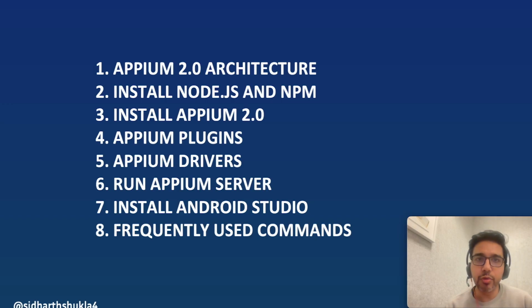We will start with Appium 2.0 architecture. It is very crucial to understand. Then we will go through how to install Node.js and NPM, right? Then we will move on to installing Appium 2.0. We will understand Appium plugins, drivers, and we will also try to run the Appium server and see how it is exactly looking on our setup. We will end with installing Android Studio, and I will also give you a little bit of preview on the frequently used commands from Appium side. Right? Stay tuned. Let's start, folks.